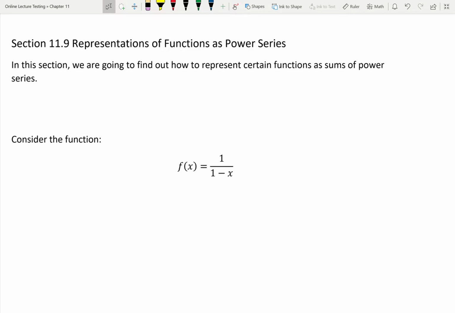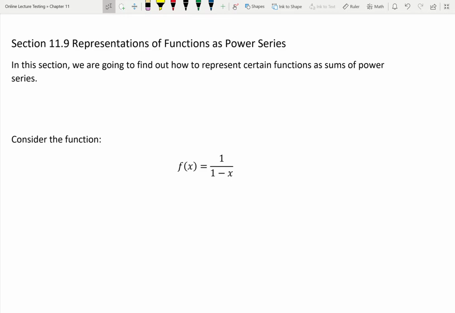So today we are going to go over section 11.9, which is representations of functions as power series. In this section we're going to find out how to represent certain functions as sums of power series. Here we're going to use geometric series and differentiation or integration. So we'll talk about that more. This is again beneficial later on when dealing with functions that have no elementary antiderivatives, and solving differential equations and approximations.